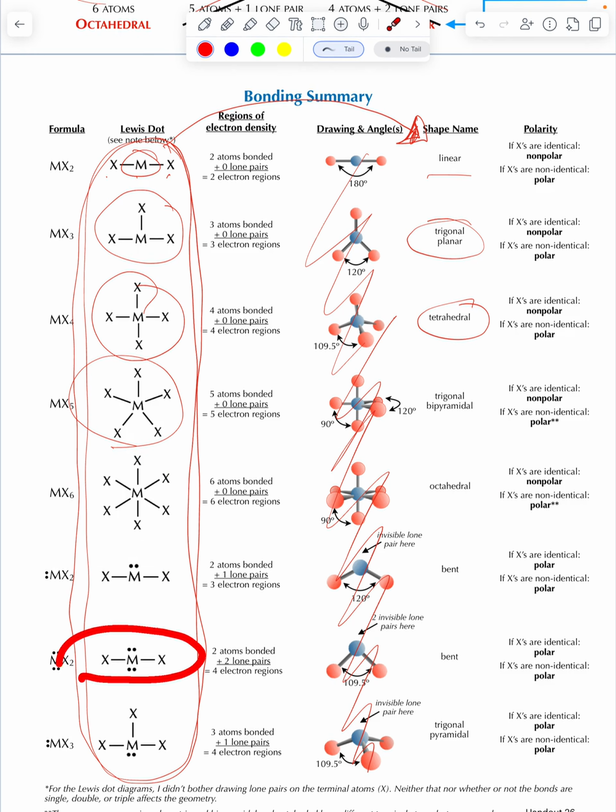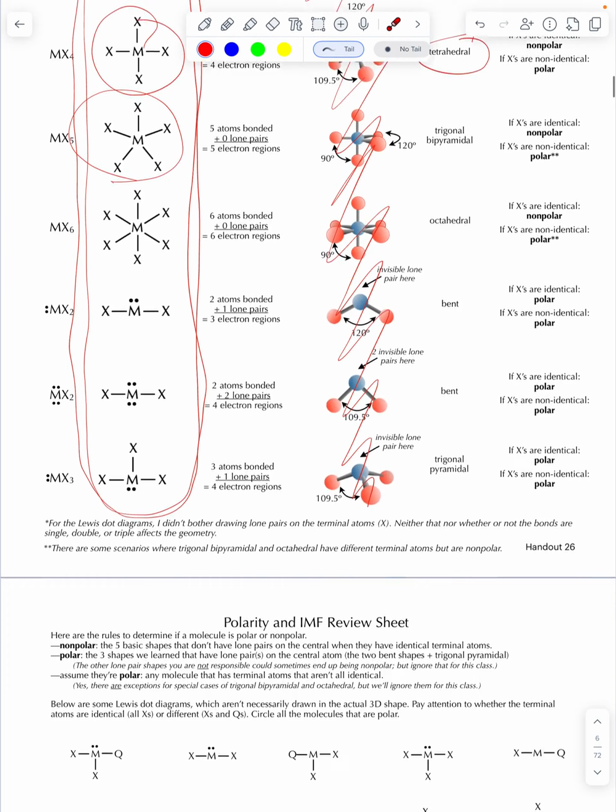Then there's the other bent, where you have 2 things attached and 2 lone pairs. And then you have 3 atoms attached and 1 lone pair, and that's your trigonal pyramidal. So no more explanation here, just write them down if you don't already know them.